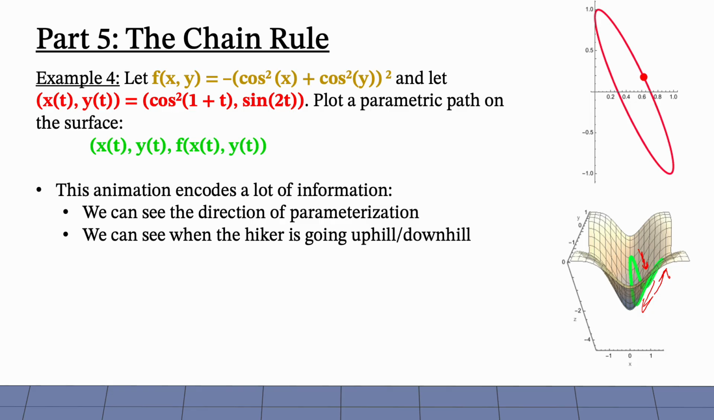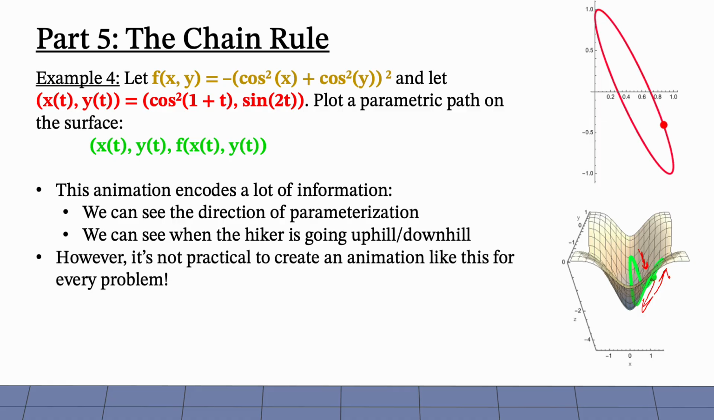So the animation tells us the direction of parameterization. We could see that this curve is moving in the clockwise direction. We can see when the hiker is going uphill, downhill. But like I said, it's not practical to create an animation like this every single time. So do we have some better tools to figure out what's going on when we're going on this hike?